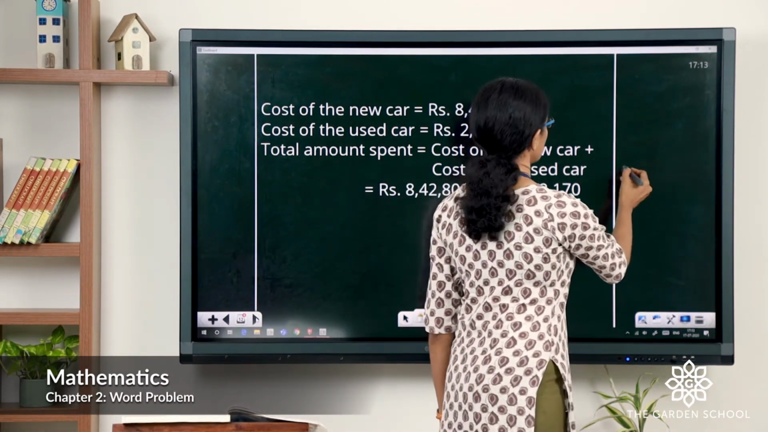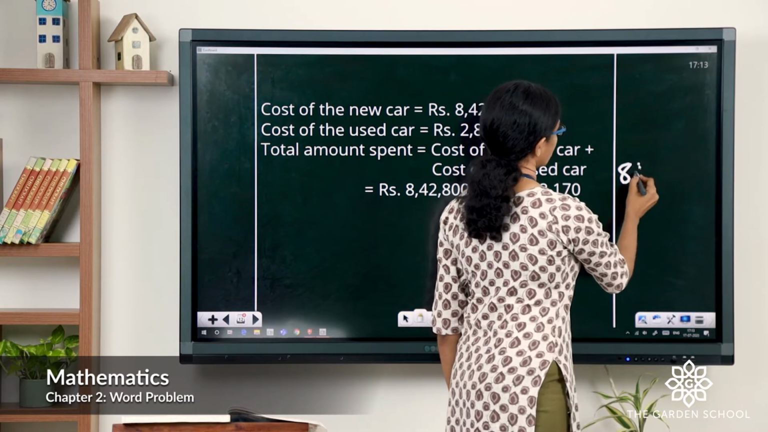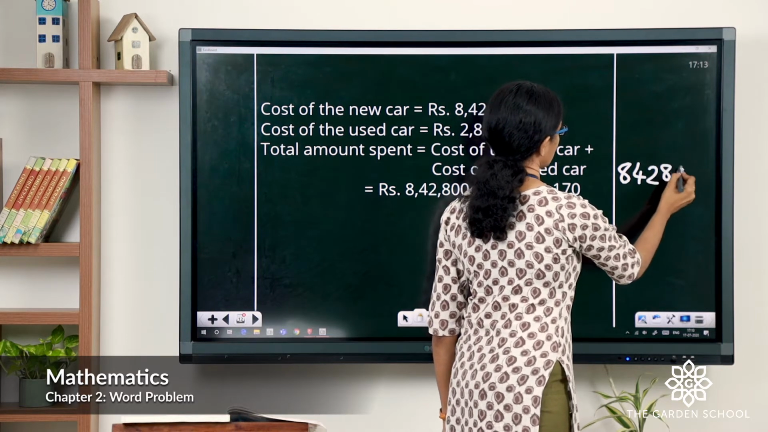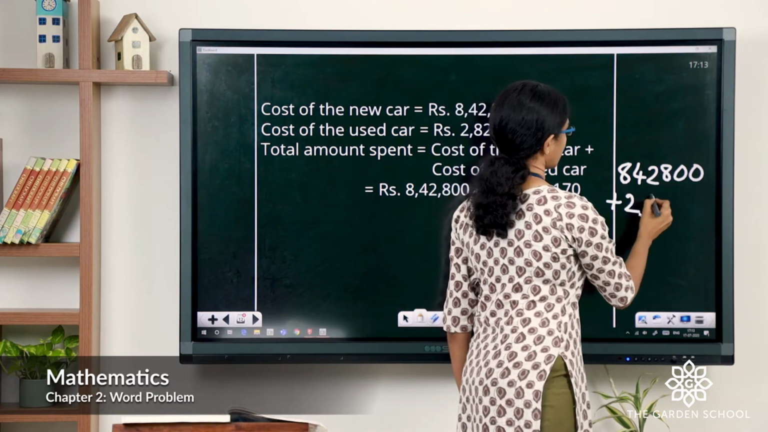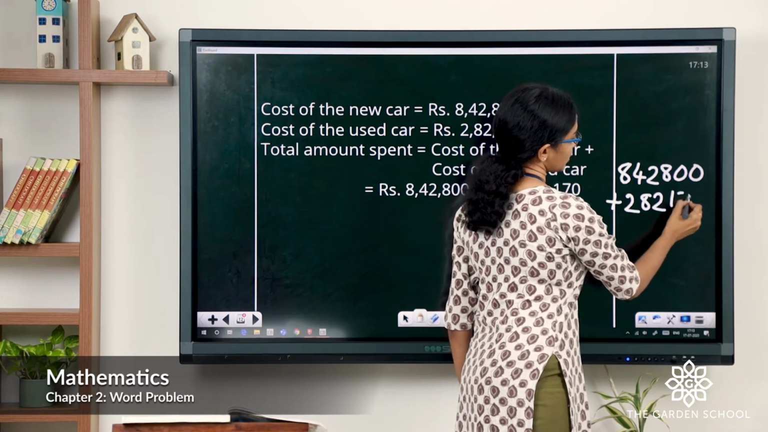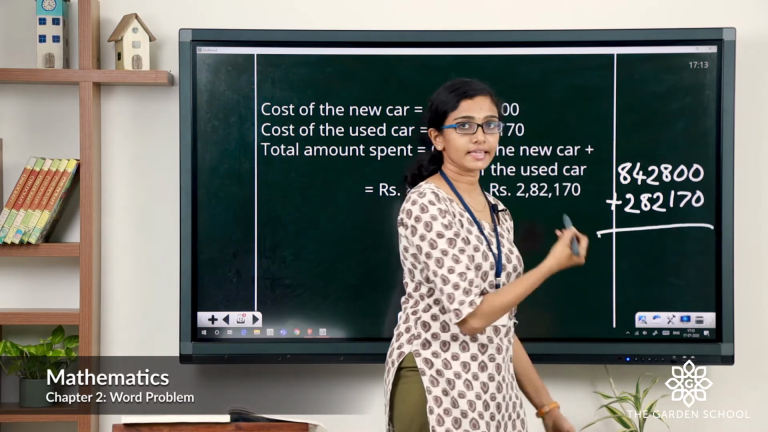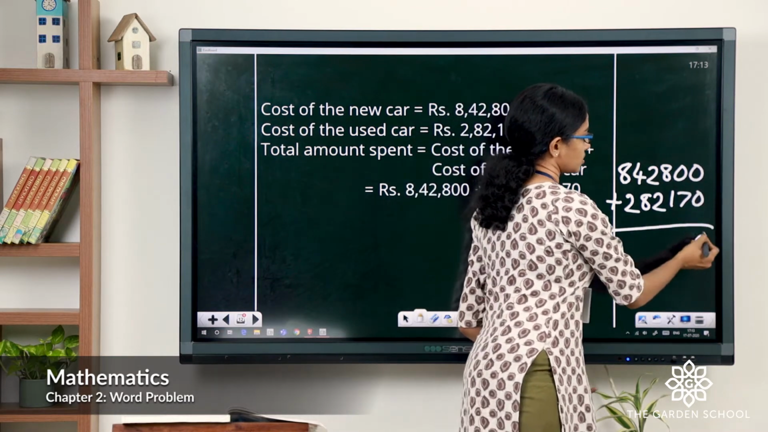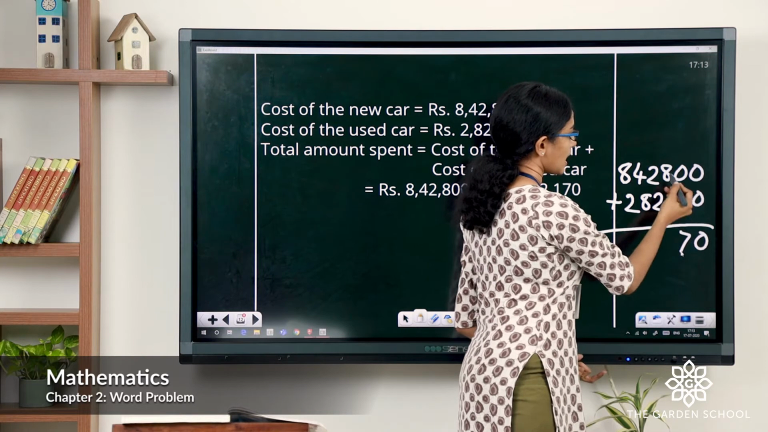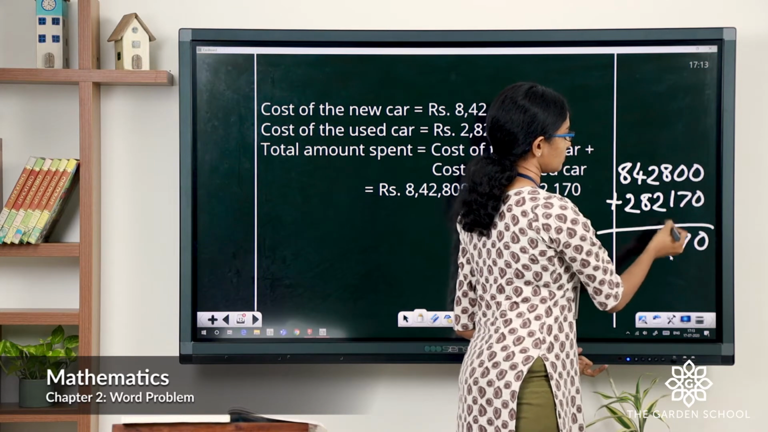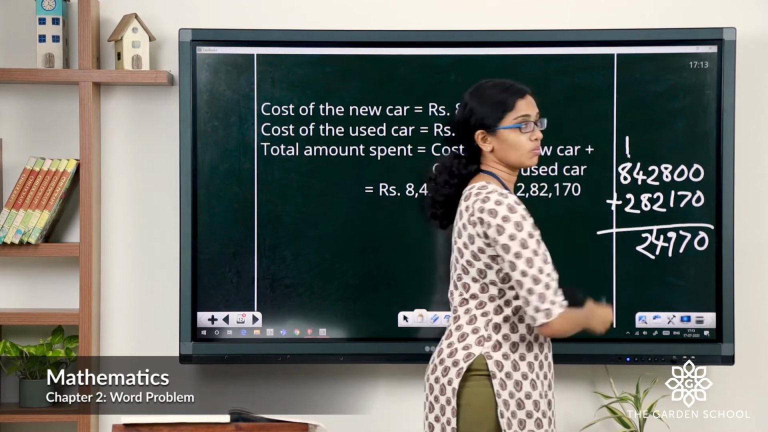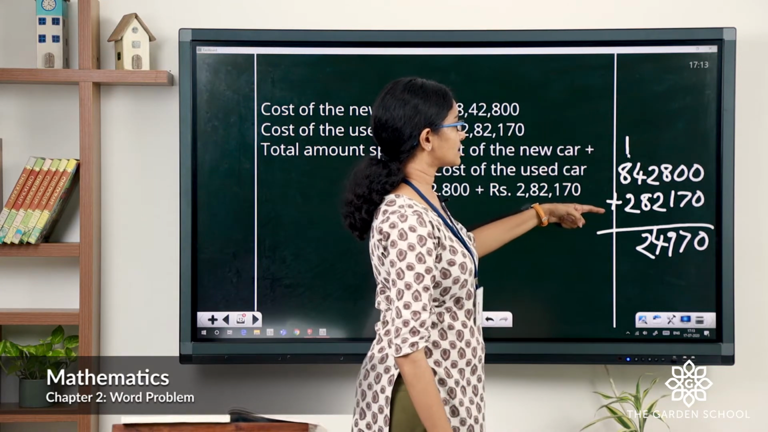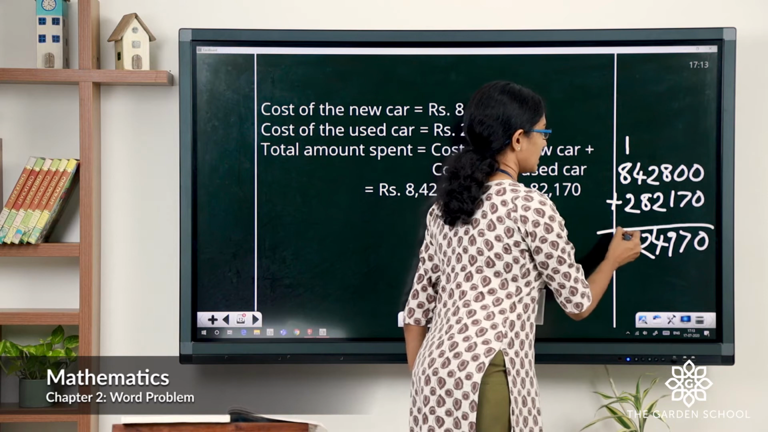So, let's write the numbers in the working column. It's 8,42,800 plus 2,82,170. Let's start adding the ones first. So 0 plus 0 is 0, 0 plus 7 it's 7, 8 plus 1 it's 9, 2 plus 2 it's 4, 4 plus 8 it's 12. I carry over 1 here. Now 8 plus 2 it's 10, plus 1 it is 11.